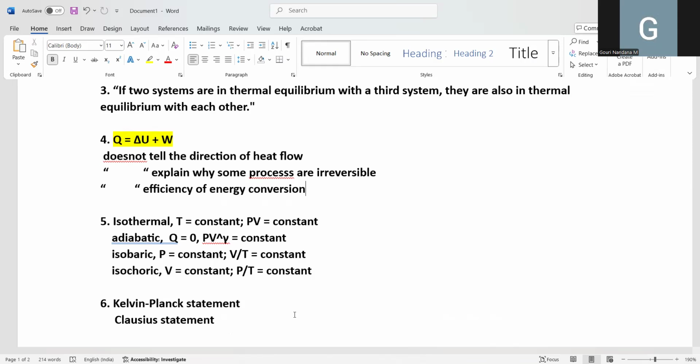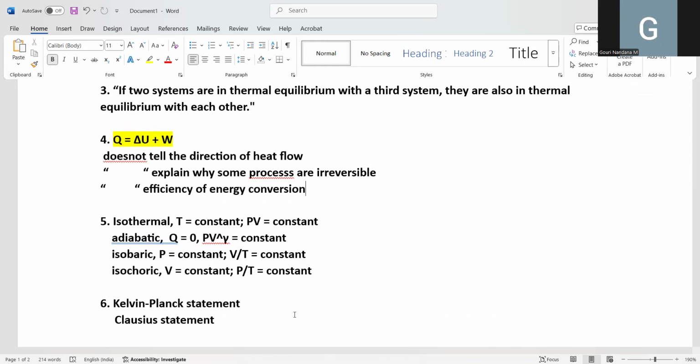Example is a fridge. That is, a fridge needs electricity to keep things cold. So we are providing some external work in order to make it happen. So these are the two statements of the second law of thermodynamics: Kelvin-Planck statement and Clausius statement.